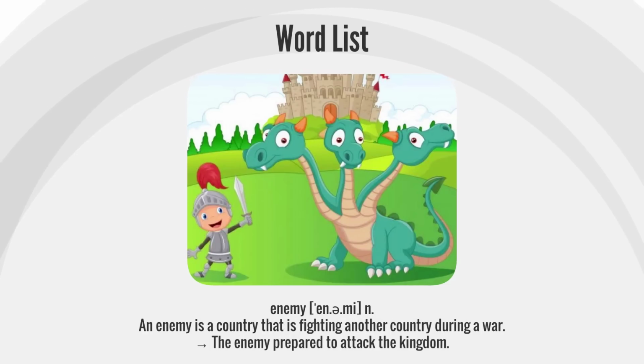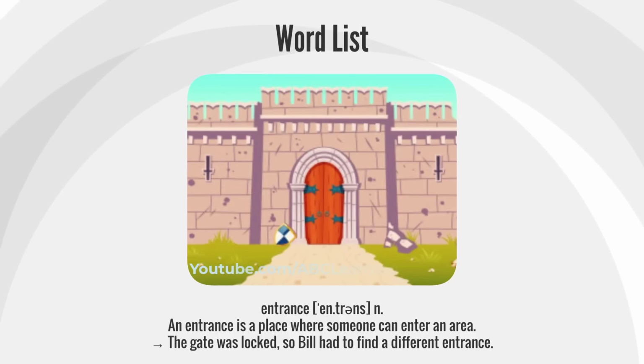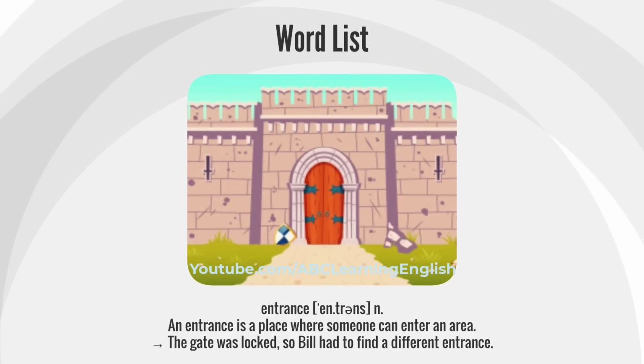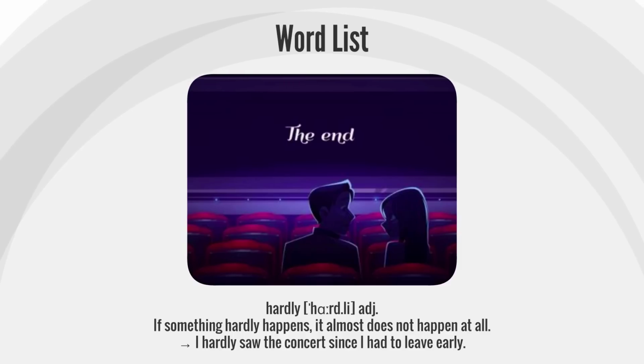Enemy. An enemy is a country that is fighting another country during a war. The enemy prepared to attack the kingdom. Entrance. An entrance is a place where someone can enter an area. The gate was locked, so Bill had to find a different entrance. Hardly. If something hardly happens, it almost does not happen at all. I hardly saw the concert since I had to leave early.